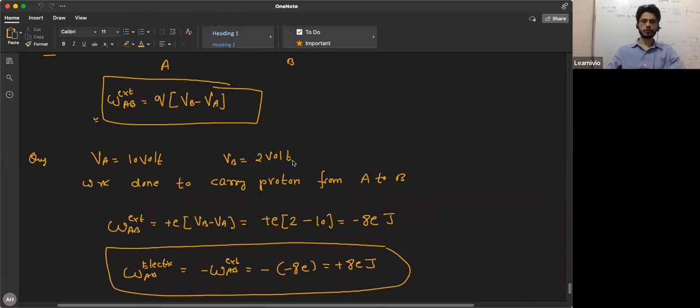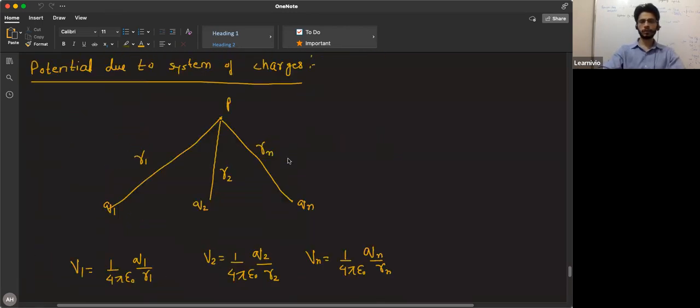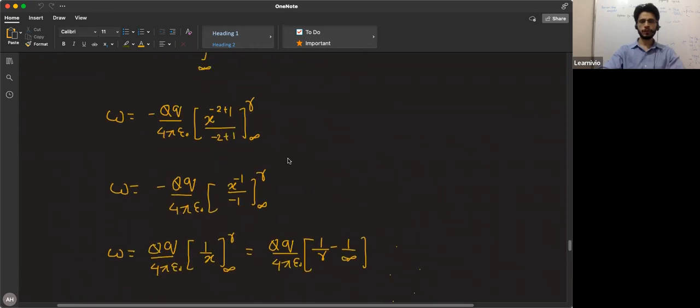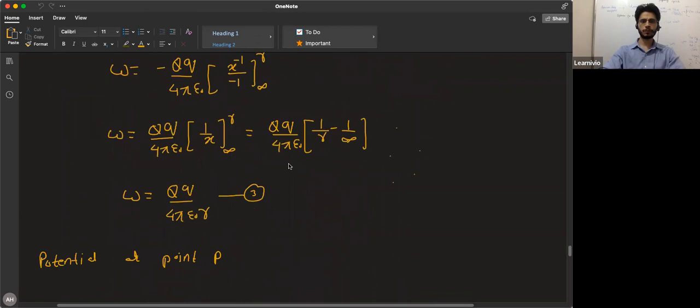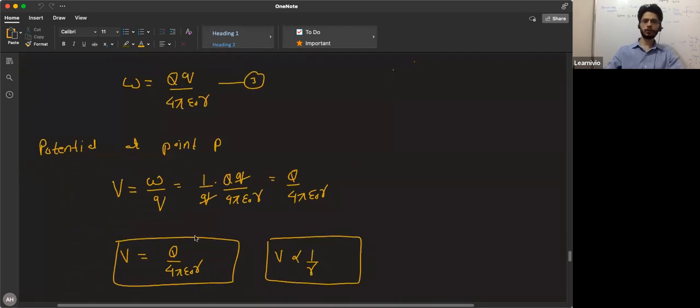Yes. So in the last class, we started electric potential. We finished potential due to a point charge. This is the expression for potential due to a point charge: Q by 4 pi epsilon naught R.